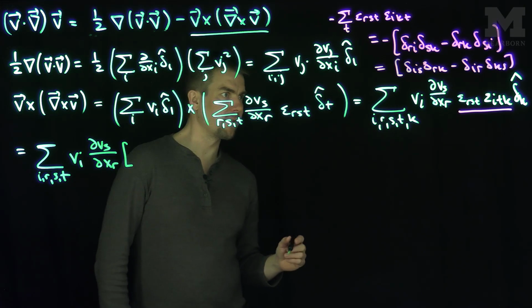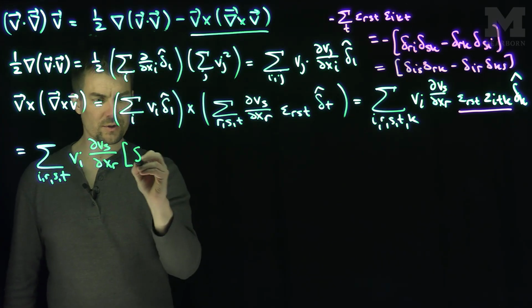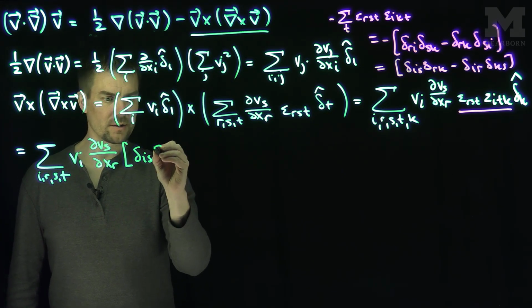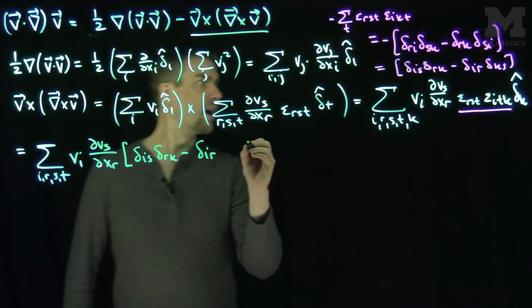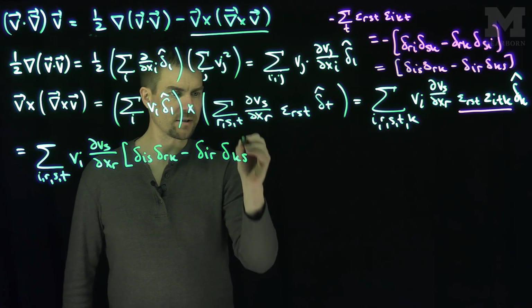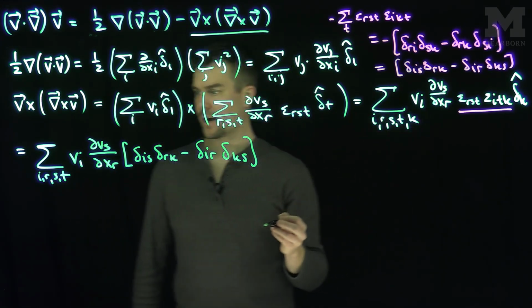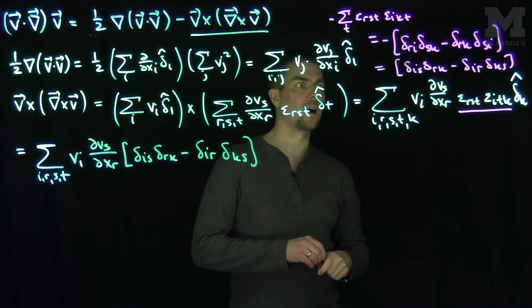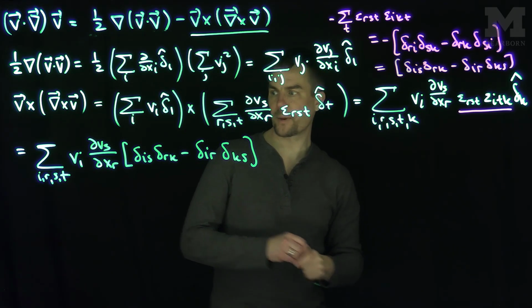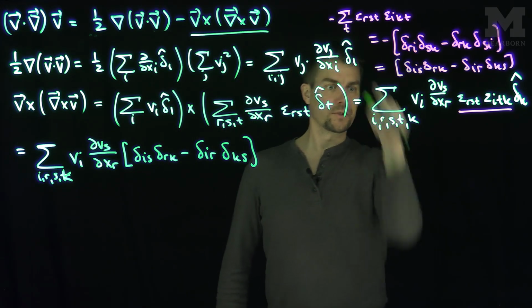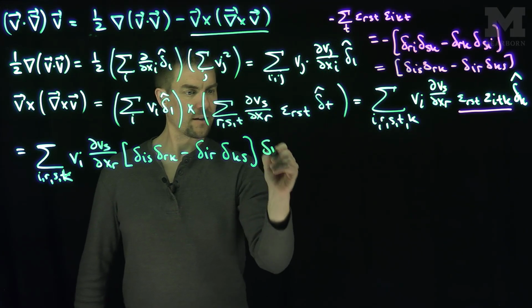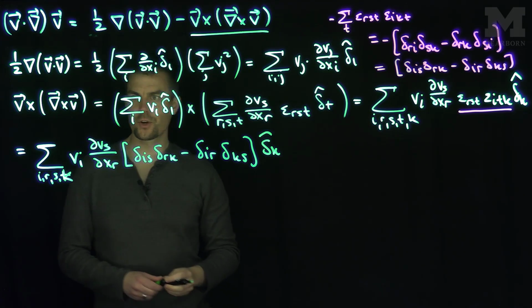And then we're going to have a plug in our match-mismatch. So delta is delta rk minus delta ir, and then delta sk or ks, and that's in the direction of delta k. So I don't have t anymore. I have a k, so there's a k there. I summed over t, so there's going to be a k still, so delta k hat. So k sticks around. Good.